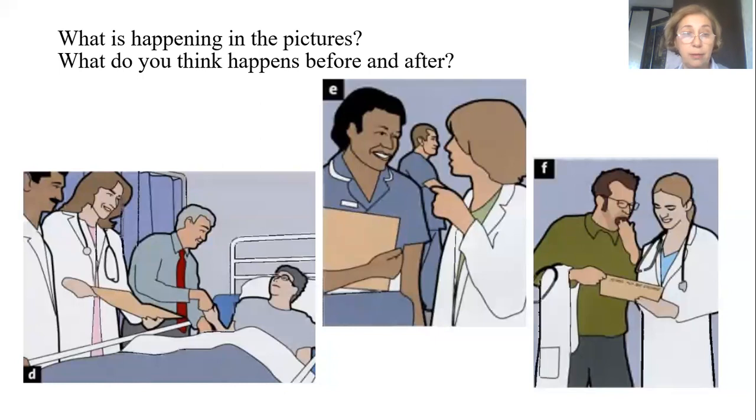And where are they? At the hospital. What do we call this place in the hospital? Yes, Mohammed. I think it's the medical room for the examination.